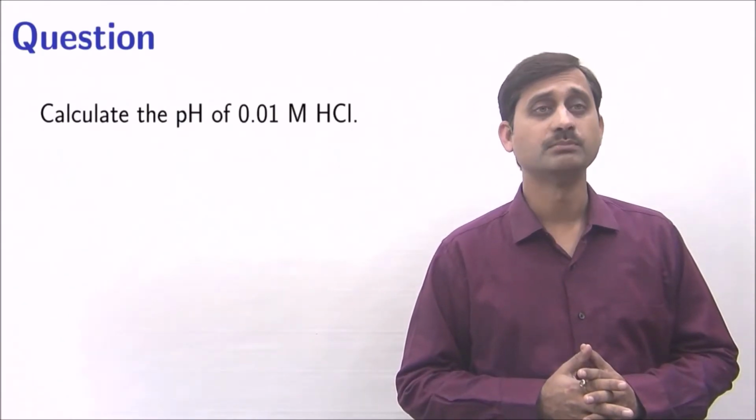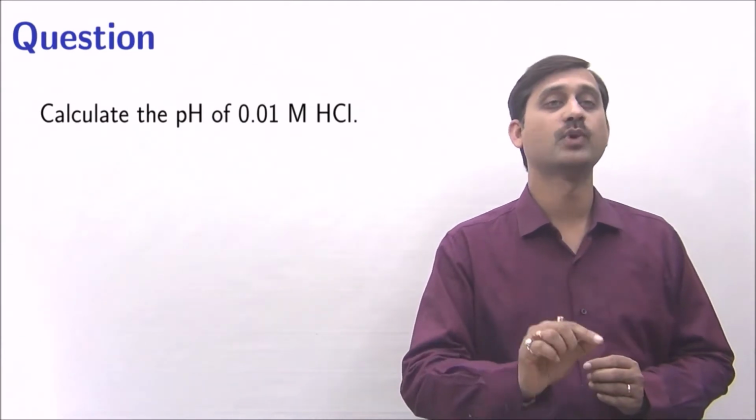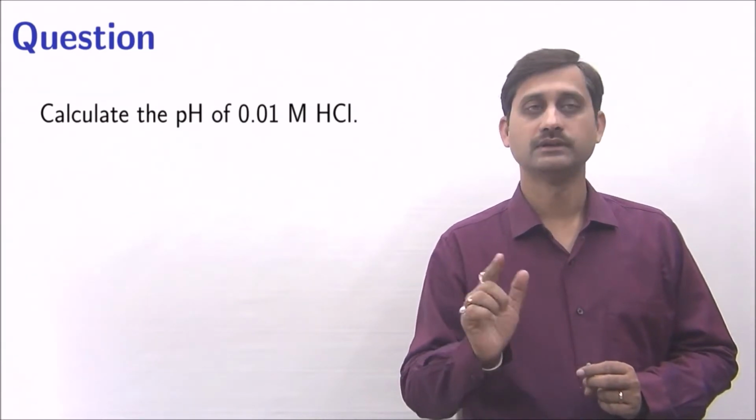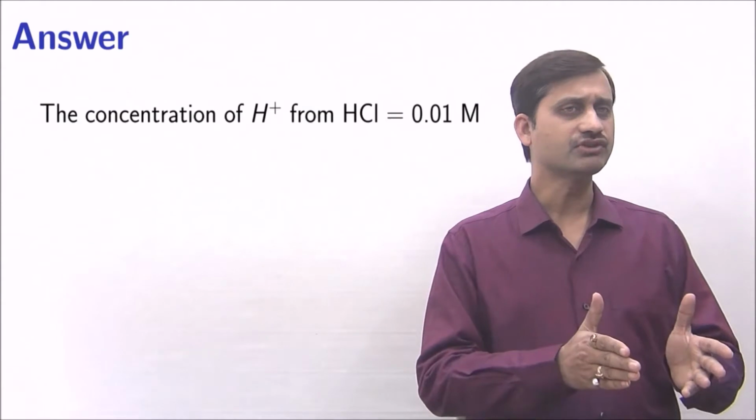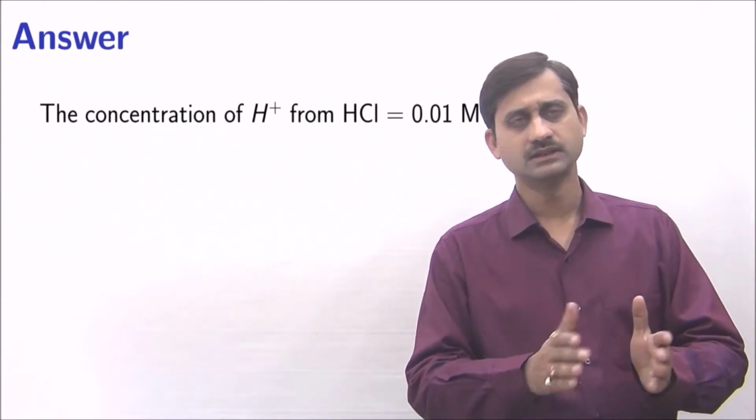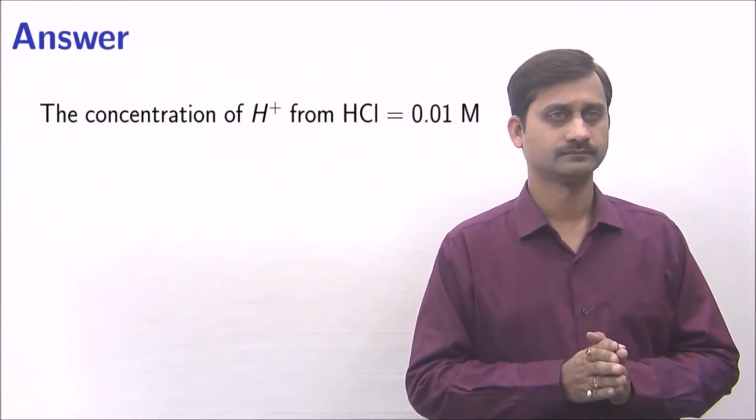Let's answer a question. Calculate the pH of 0.01 molar HCl. Now, the answer. The concentration of H plus from HCl is 0.01 molar.